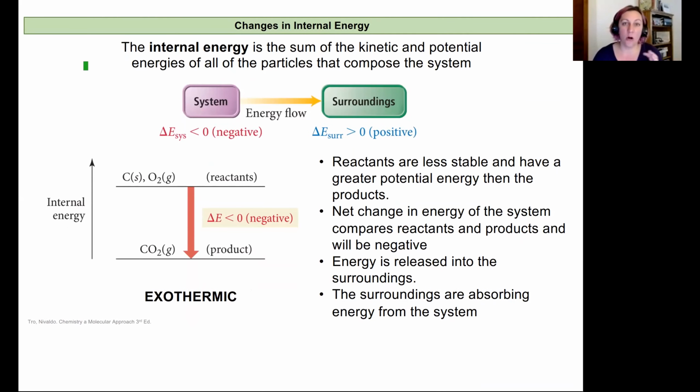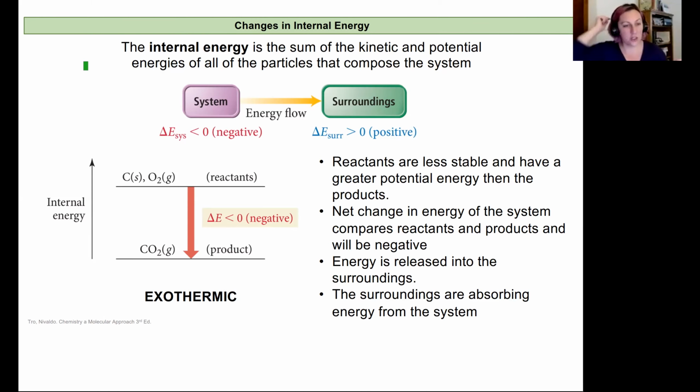That means it's going to only depend on our initial and final states. Internal energy is the sum of the kinetic and the potential energies of all of the particles that compose a system. If we're looking at the change in internal energy for that system, we look at it at the beginning, the reactants, and then at the end, the products. We're not worried about how the chemical reaction proceeds, or how long it takes. All we care about is the beginning and end, and where the internal energy is at each.